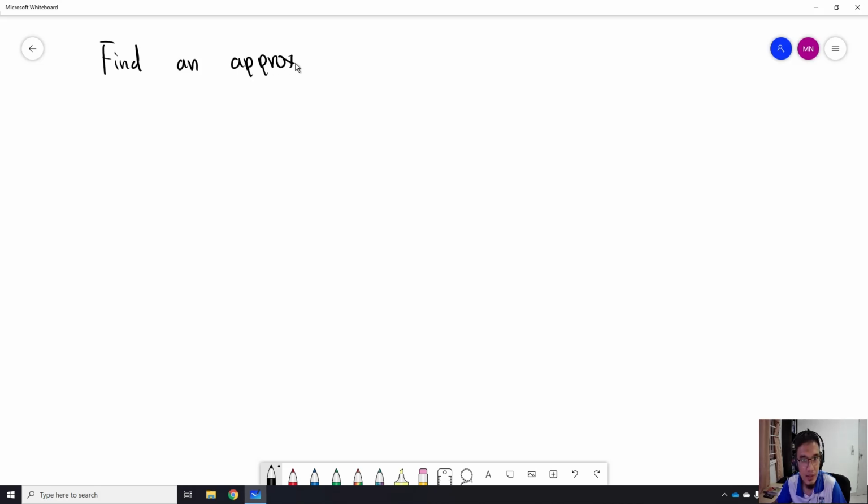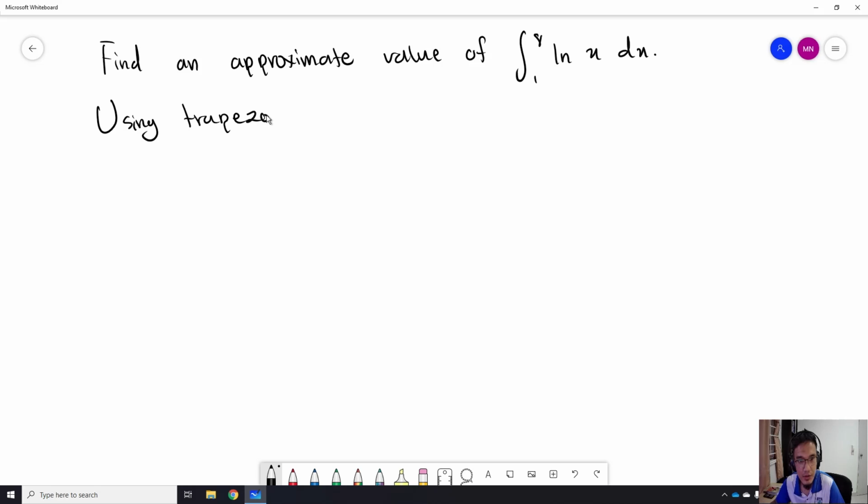Okay, let's look at our next example, which is to find an approximate value of the integration from 1 to 8 of ln x dx, using trapezoidal rule with 7 ordinates. Give your answer to 4 decimal places.